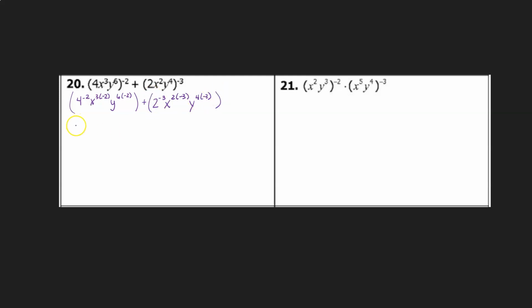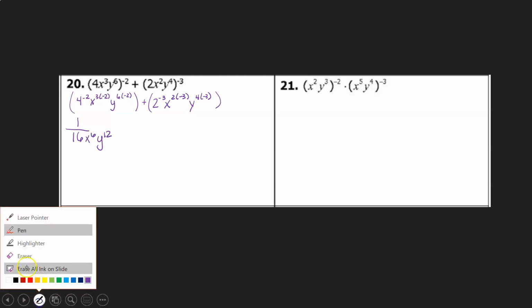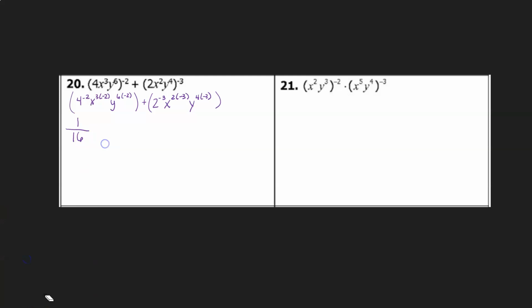So that brings us to 1/16, and this will be x to the negative 6 power, so that goes down here, x to the 6th power, y to the 12th. You know what? I'm not going to do that yet. Let's go back and just power it out, then we'll multiply.